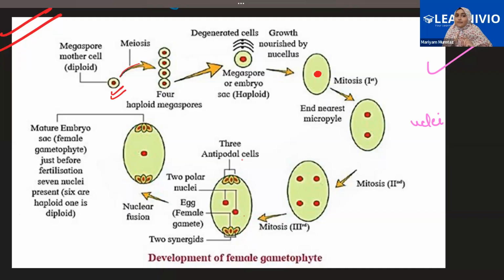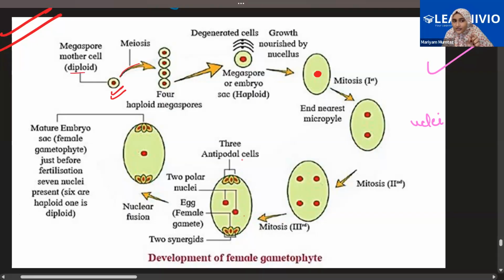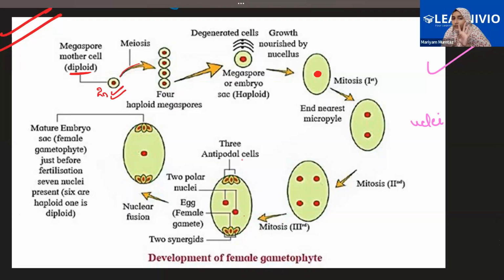One more thing I'll tell you. All the cells that undergo meiosis will be diploid. Only then will they be cut into halves and made haploid. If it is already haploid, then what will be half? It is written here that the megaspore mother cell is diploid, meaning it is 2N. This megaspore mother cell undergoes meiosis, and at the end of meiosis, 4 haploid megaspores are formed.